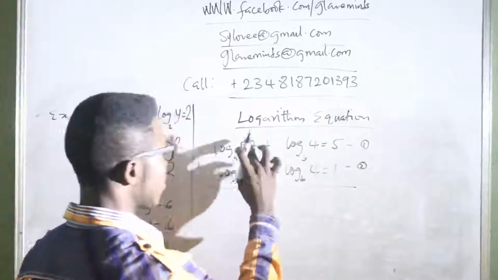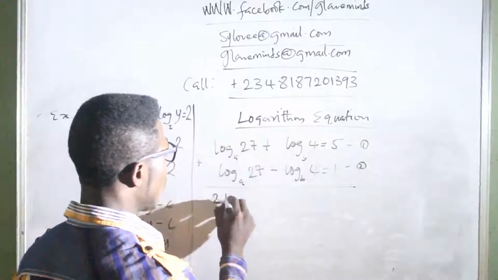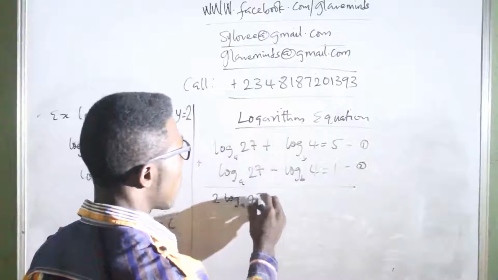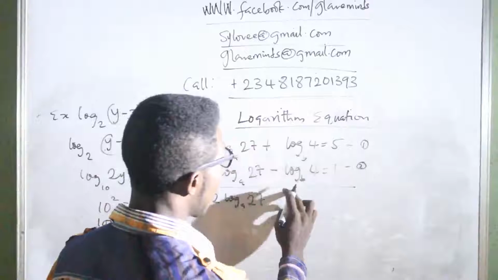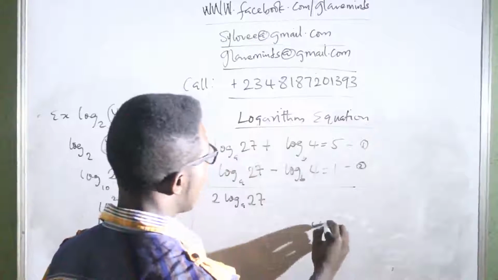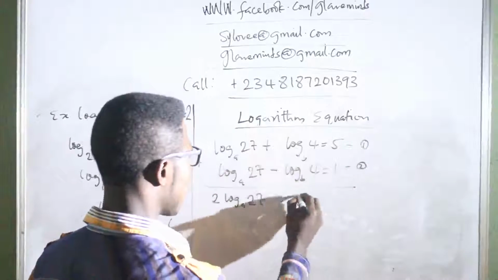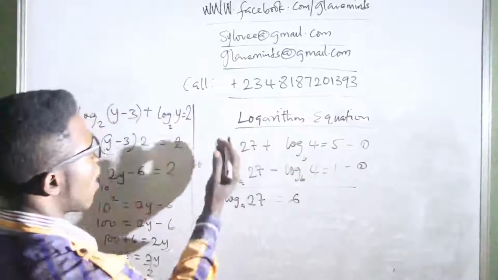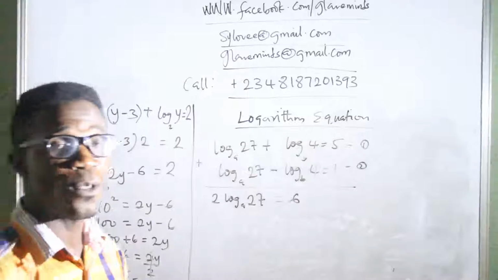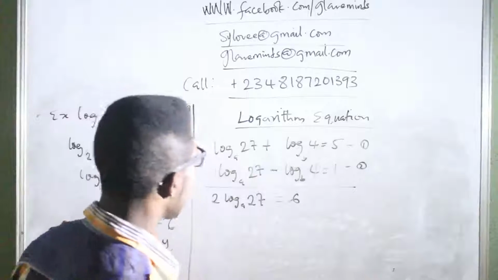So we're going to have the same thing here. We're going to have 2 log a 27. Then this is going to give us 0. That's like 4 minus 4, which is 0. That was equal to what? This plus this is giving us 6. Whatever you do to Peter, do it to Paul. That means whatever you do to the left hand side, you do it to the right hand side.